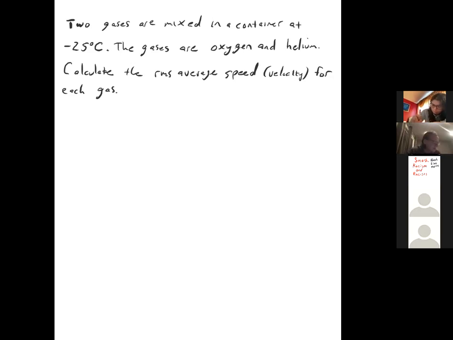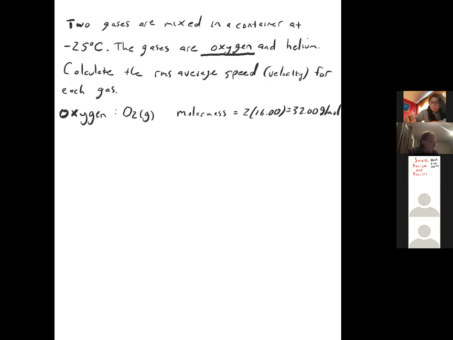So let's take a look at this one. There are two gases. The first one is oxygen, and be careful with oxygen, because remember it's O2, it's one of those diatomics. It's not O, it's O2, and that will affect the molar mass. You want the molar mass in this calculation, so make sure you use O2. So the molar mass of O2 is 2 times 16. So you get 32 grams per mole.